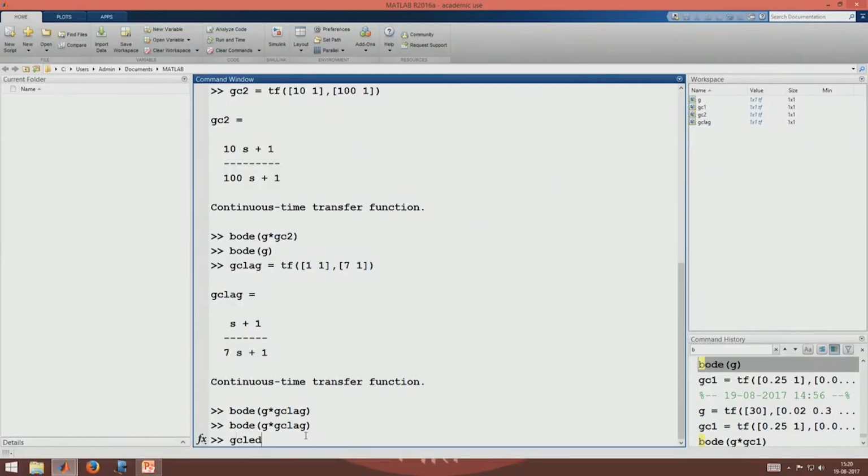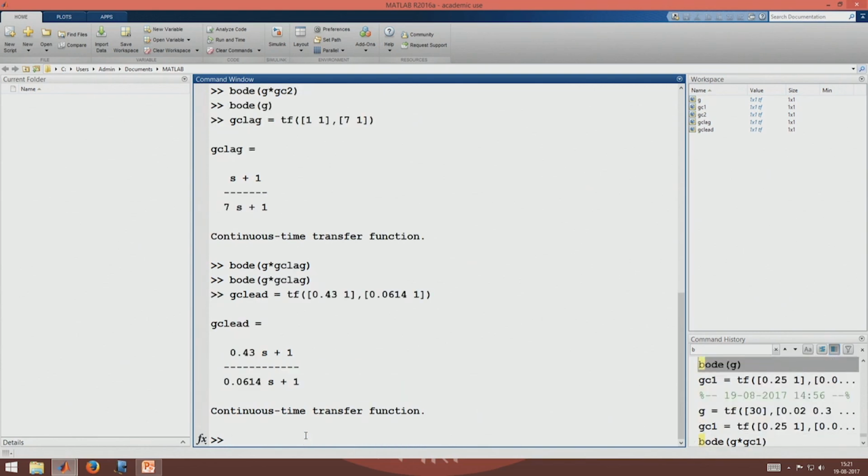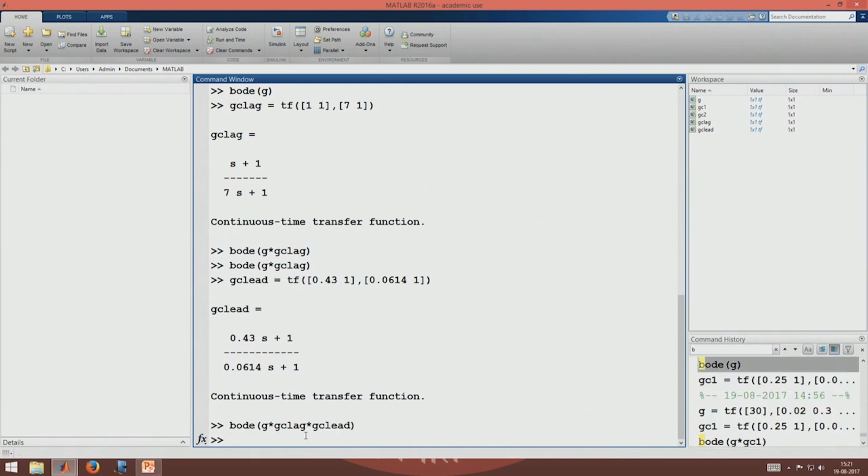Okay, so my GC lead is 0.43 and a 1, 0.0614 and a 1, something like this. So my overall compensated system with the lead and the lag compensator, I have G lag and I have a GC lead.